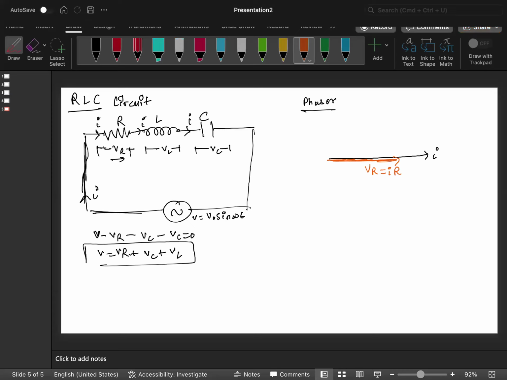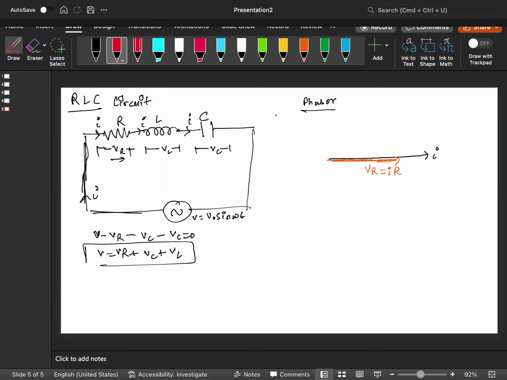Then you have two more things. The inductor's voltage is ahead of the current, so this will become VL, that is equal to I times XL. And the last one you can call VC, that is I times XC. If I go and get the resultant of the same thing, again I can divide it into two cases: where XL is greater than XC, or XC is greater than XL. Two cases we can have.